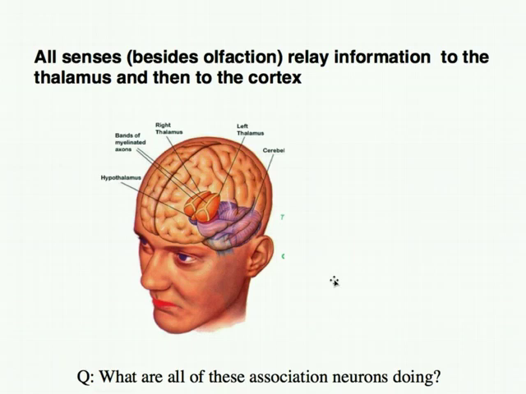All senses besides the olfactory sense send that information to the cortex, but they send it through a way station, which is the thalamus. So the peripheral nervous system sends information either through the spine or through more direct channels to the thalamus, which then transmits that information to the cortex. In the case of olfaction, it goes directly to the cortex. And this raises the question, what are all these association neurons doing? That's where all the information ends up. It all ends up eventually in this mass of neurons we call the cortex, and the question is why.